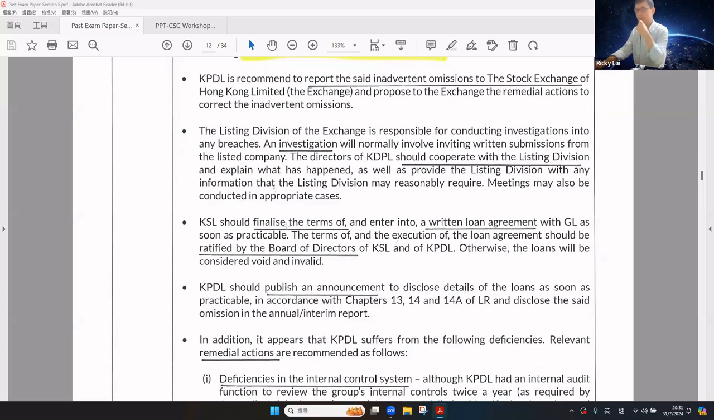The listing division is responsible for conducting investigation into any breach. An investigation will normally involve inviting written submission from the listed company. The director of the listed company should cooperate with the listing division and explain what has happened, as well as provide the listing division with any information that the listing division may reasonably require. Meeting may also be conducted in appropriate case.